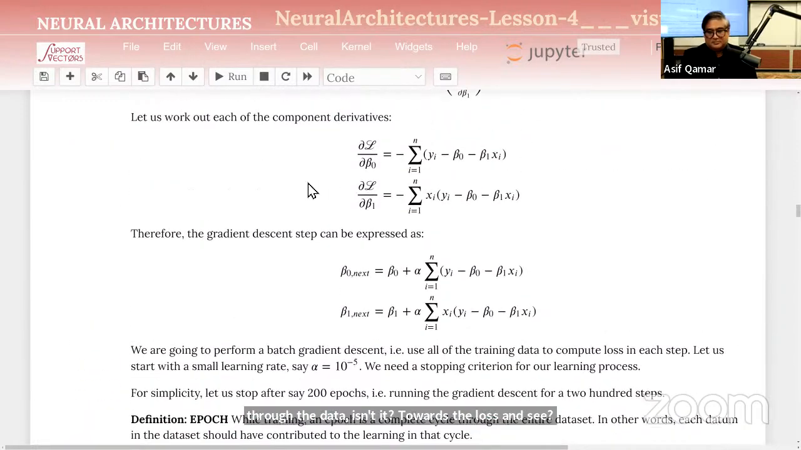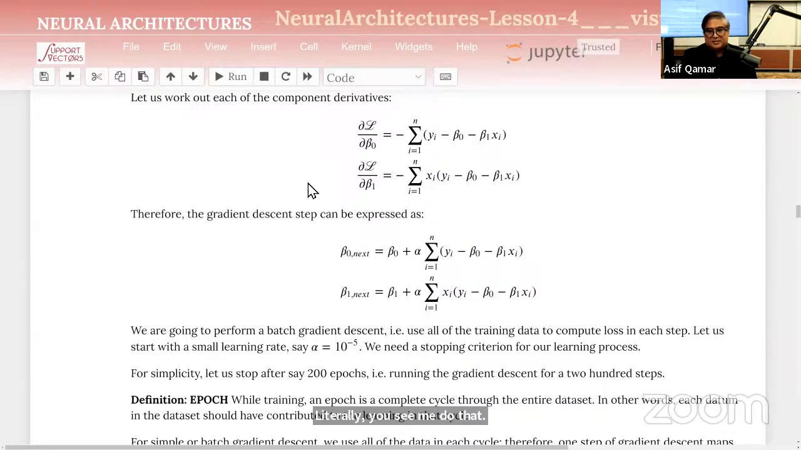Did you add the plus alpha? I thought we were subtracting the alpha. Then the gradient to the step is, remember, there's a minus here. So minus of the minus becomes a plus. You see the minus here, right? That's why it becomes a plus.